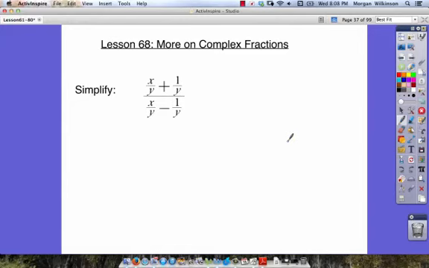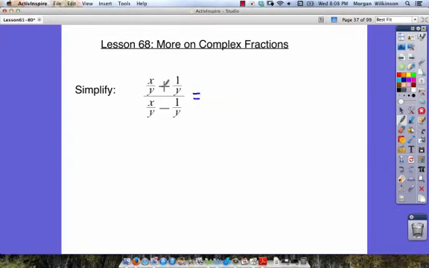Lesson number 68 is more on complex fractions, and our problems are going to look like this. We're going to have to simplify fractions divided by fractions, and this time we're going to be adding fractions together or subtracting fractions, possibly even multiplying and dividing fractions before we find our answers. So in this problem, what we need to do is simplify as much as possible.